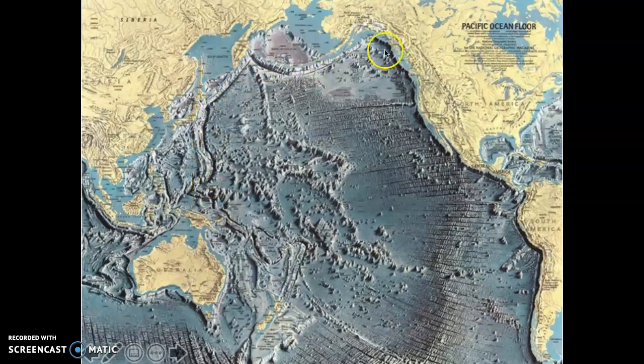There's a little section here with no trenches off Alaska and northern British Columbia, but down in here, off the coast of southern British Columbia, Washington, and Oregon, and northern California, there's a trench. Then there's no trench here in central to southern California. We have the San Andreas Fault instead. But the trench comes back. Here it is, Central America, and all along the coast of South America we have trenches.